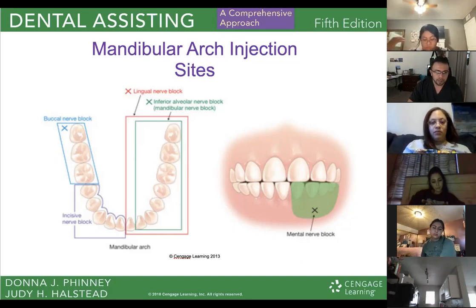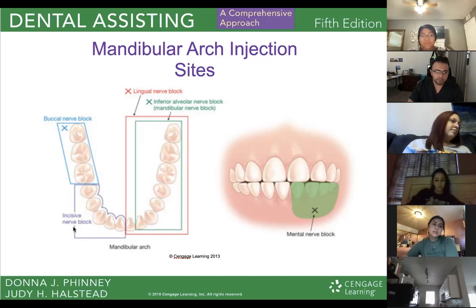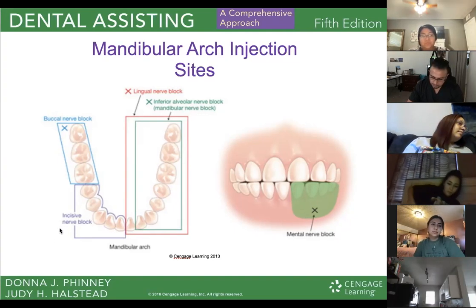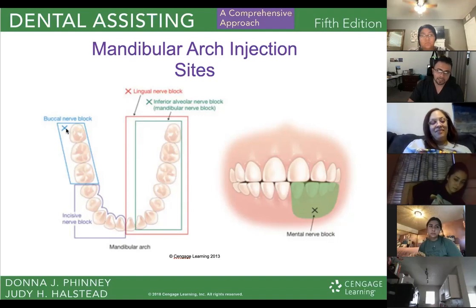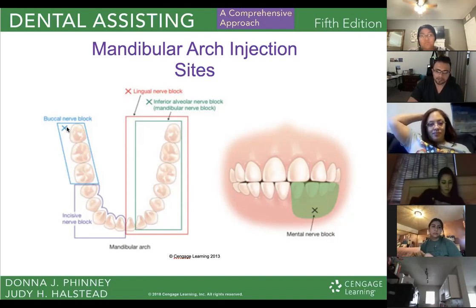The incisive nerve block is at the height of the mucobuccal fold in front of the mental foramen. These will numb all of these teeth here shaded in purple. And then the buccal nerve block injection site is on the buccal side of the most distal molar, which is usually that third molar here. That will numb all of these three molars here, so the first, second, and third molar.